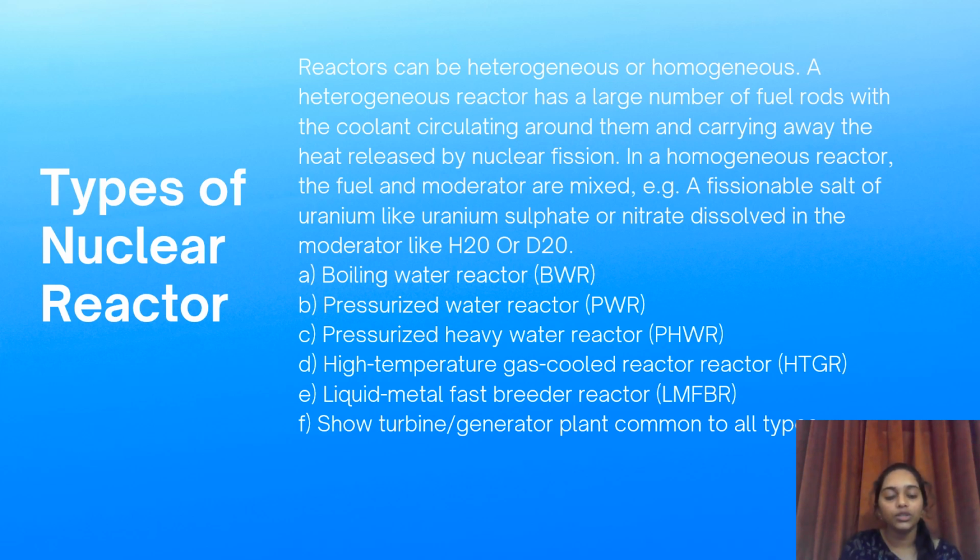And the types of nuclear reactor are boiling water reactor, pressurized water reactor, pressurized heavy water reactor, high temperature gas cooled reactor, liquid metal fast breeder reactor, and the turbine or generator plant common to all the types.